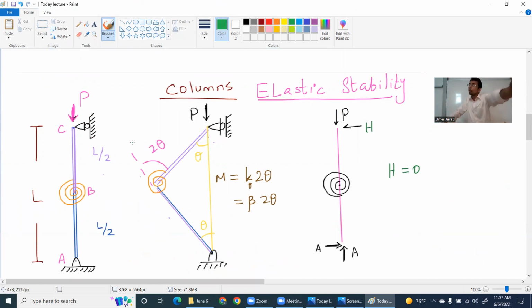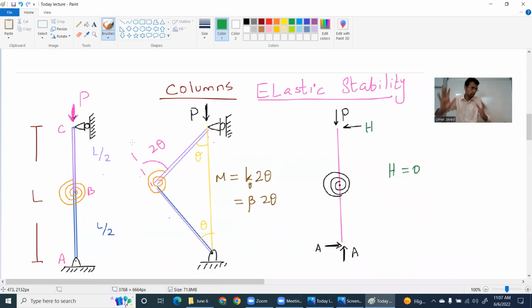Just understand the problem statement first, and then I will also relate this to a physical problem, because what you are seeing on your screen is not physical. What we are talking about right now is columns. There is an object that is subjected to a load in the axial direction. My focus today, in the next 25 minutes, is the elastic stability.